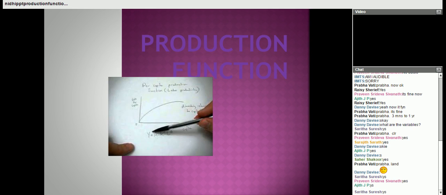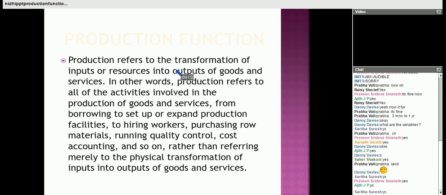So now we go to the main content. So what is production? It refers to the transformation of inputs or resources into outputs of goods and services. In other words, production refers to all of the activities involved in the production of goods and services, from borrowing to set up or expand production facilities, to hiring workers, purchasing raw material, running quality control, cost accounting, and so on, rather than referring merely to the physical transformation of inputs into outputs.